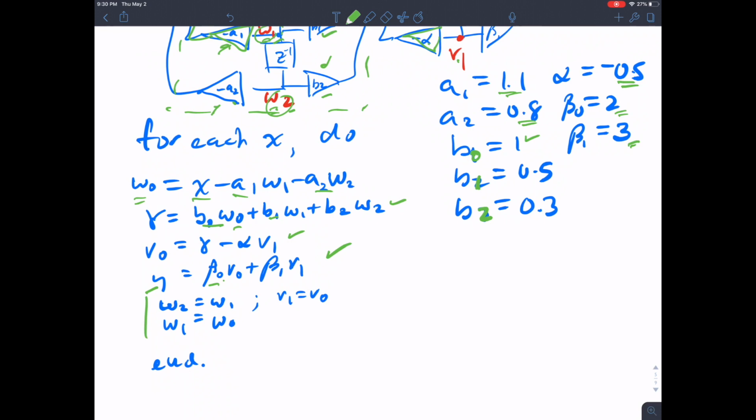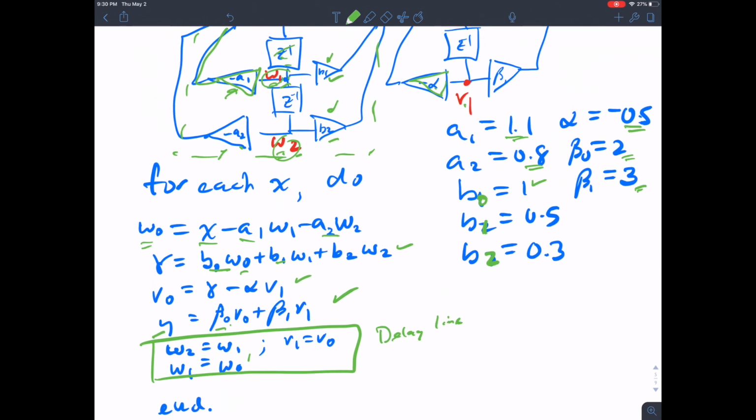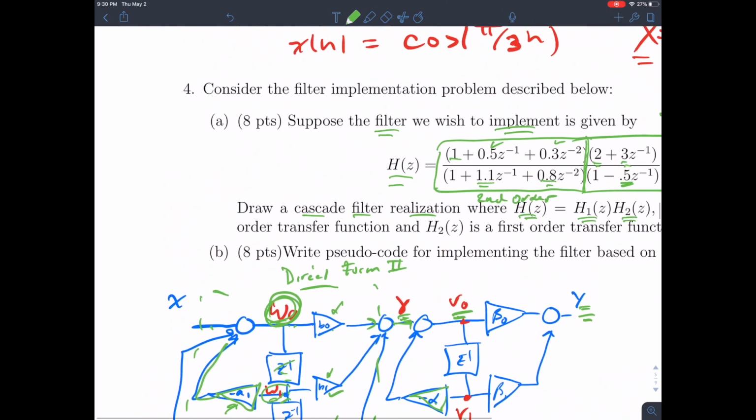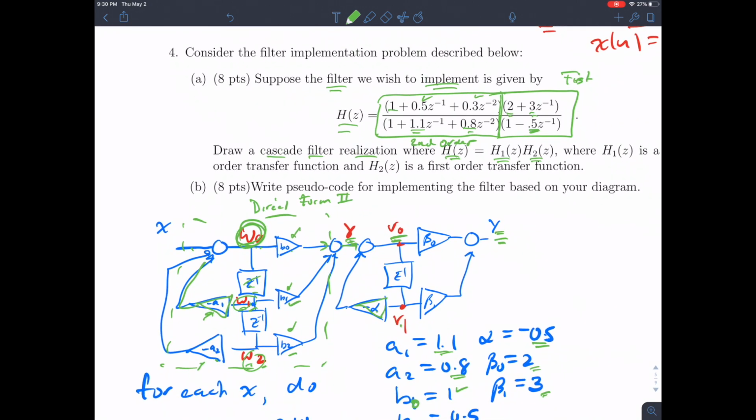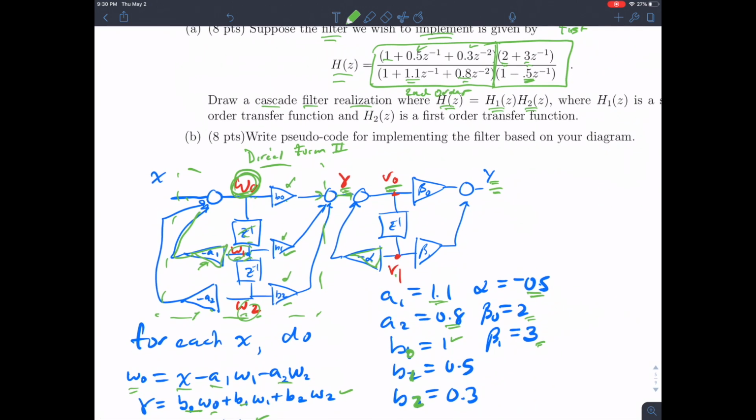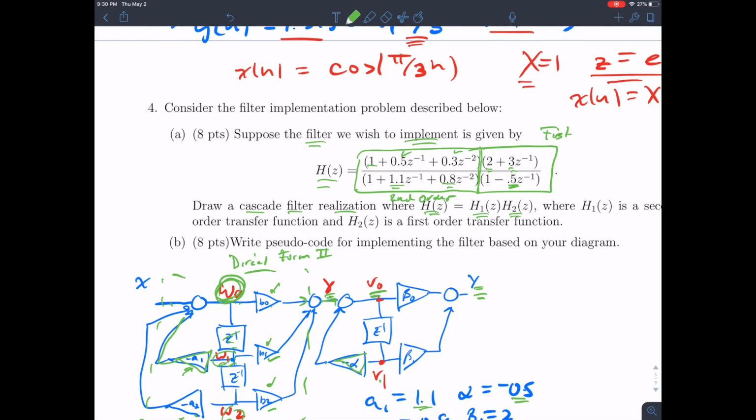And then this part is how you implement the delay lines. Remember, reverse order. That's all there is to it. Okay? So we've done this a lot, and hopefully we drilled that home, and you would know how to implement any kind of filter if you're given a transfer function.